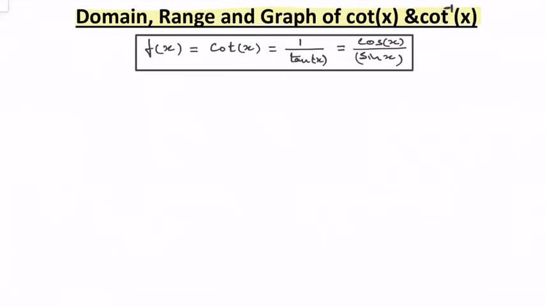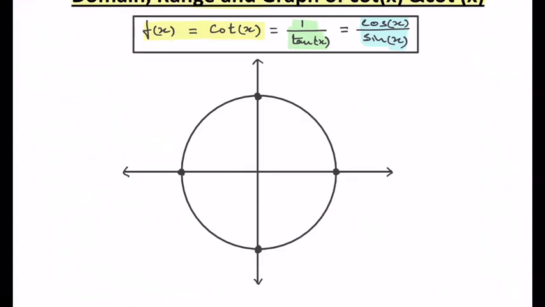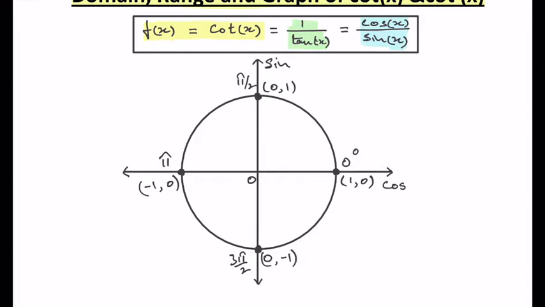Hello guys, today we will be looking into domain, range and graph of cot x and cot inverse x. And for that, let's have a unit circle where at 0, pi by 2, pi, 3 pi by 2, coordinates are 1, 0, 0, 1, minus 1, 0 and 0, minus 1.